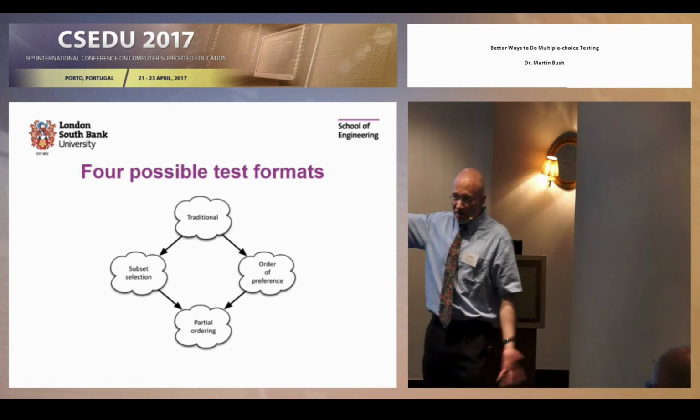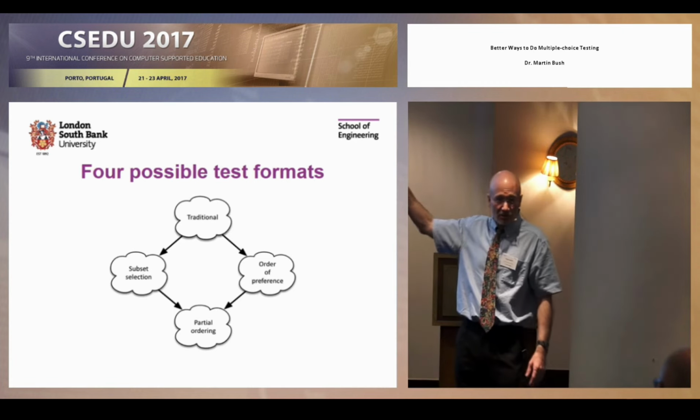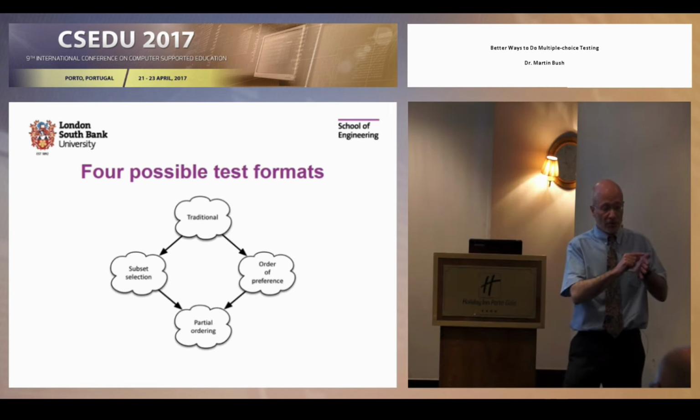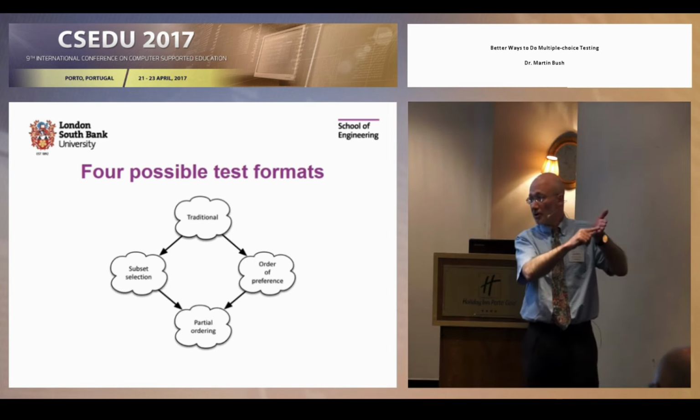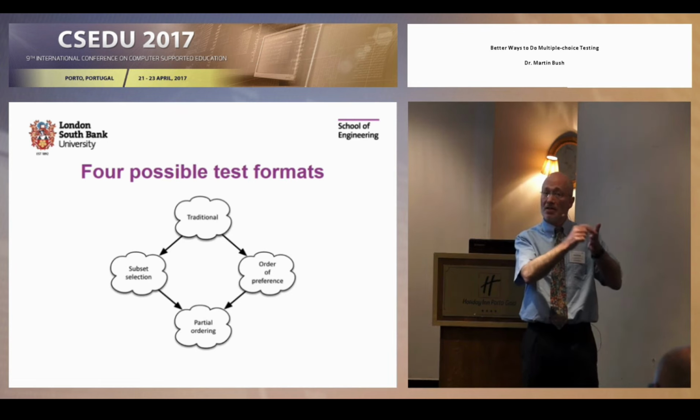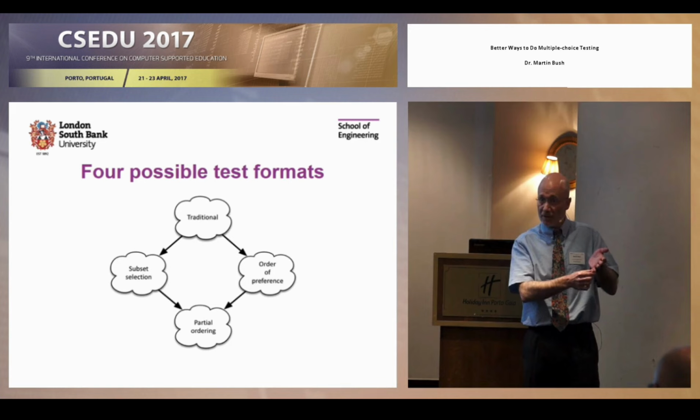So traditional tests, we know what those are. Subset selection, I've just been explaining those. Right, order of preference, that's another thing which you could do. You could say, here's the question, here are the 4 answers. You could ask students to put them in order of preference. What's their first choice, second choice, third choice, fourth choice?